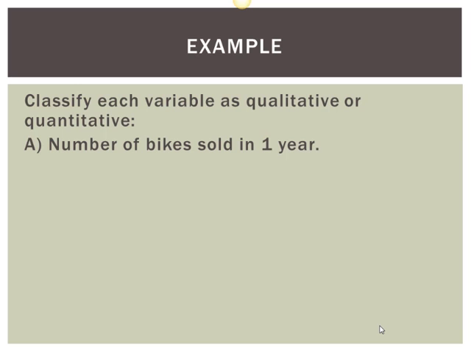And again, I'd recommend pausing before we reveal the answer on a lot of these. It'll help you make that connection if you're doing that. So quantitative: the number of bikes. What's the number of bikes? It'll be like 27, 309, 422. It's a numerical quantity.